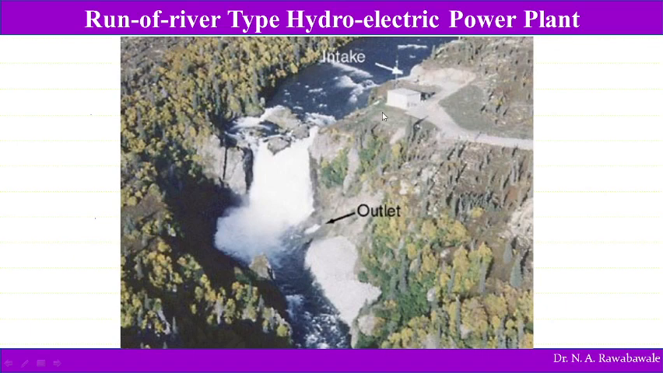Runoff river type is nothing but the water is diverted from the river, and this water is taken to the turbine. The water is not stored in a reservoir. The flowing water of the river is diverted, and that water is passed through the turbine. So here there is no construction of a dam and all. That is known as the runoff river type hydroelectric power plant. The running river is trapped, and this flow is diverted through the turbine.